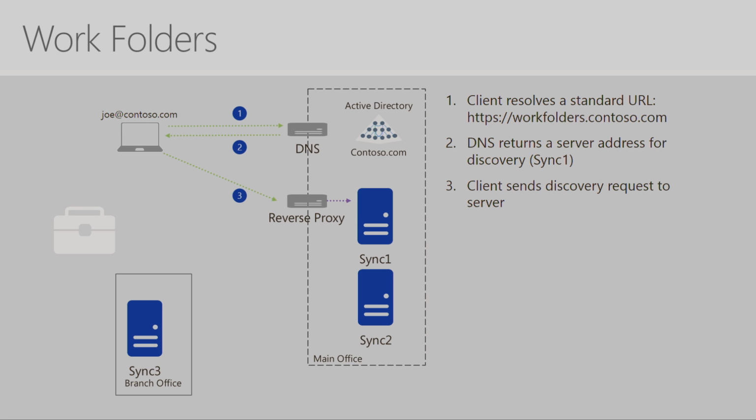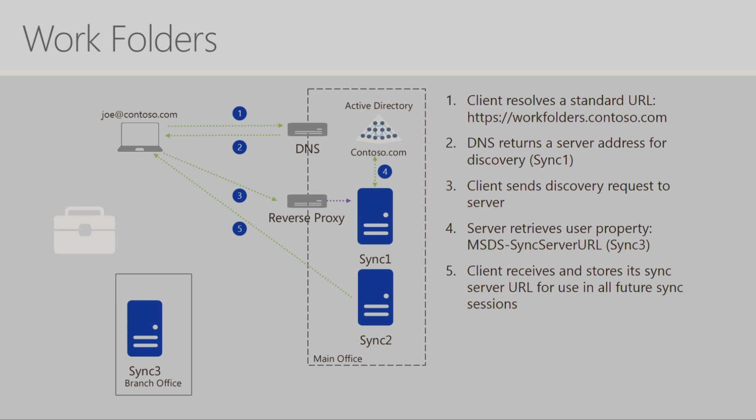So this is an example of one client resolving the work folder. It goes to the DNS server and looks for a sync server. The client sends a discovery request to that server. It retrieves this information from the user property. The client receives it and stores it in a sync location for future sync sessions, and then it's pointed to the designated server. The example is sometimes they ask you information and they put it in different orders.